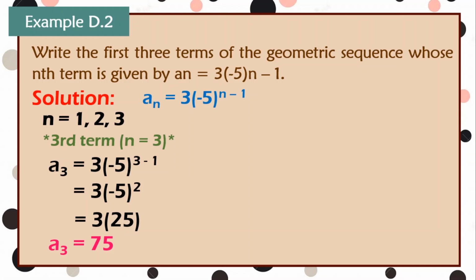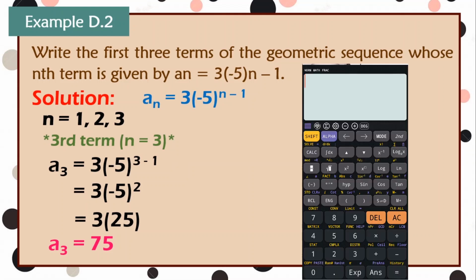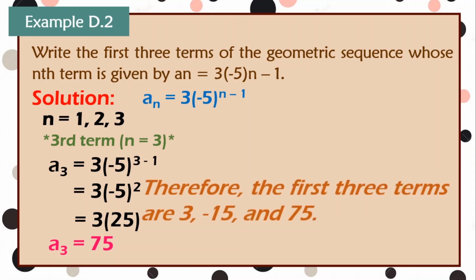And here's the solution again using the calculator. So, we have 3 times negative 5 raised to 3 minus 1, and that is positive 75. Therefore, the first three terms are 3, negative 15, and positive 75.